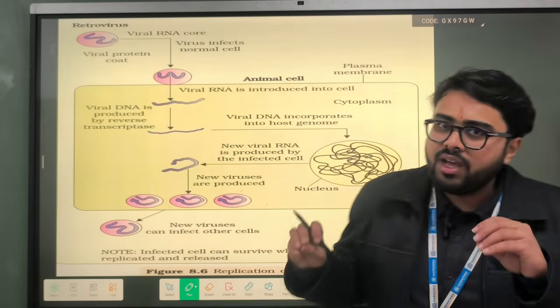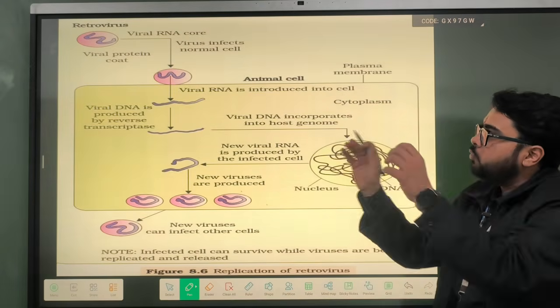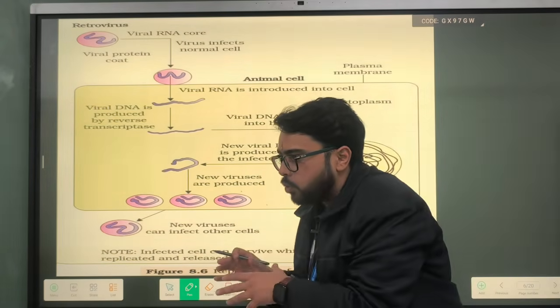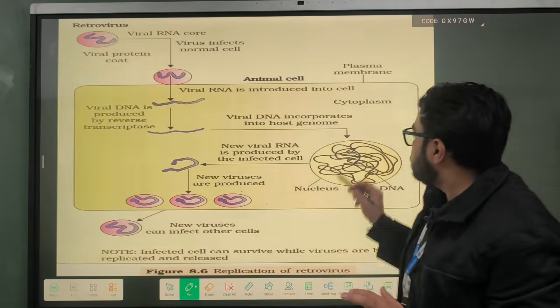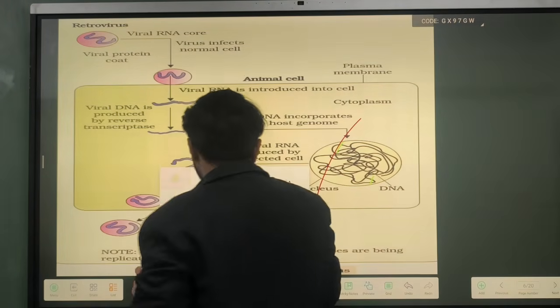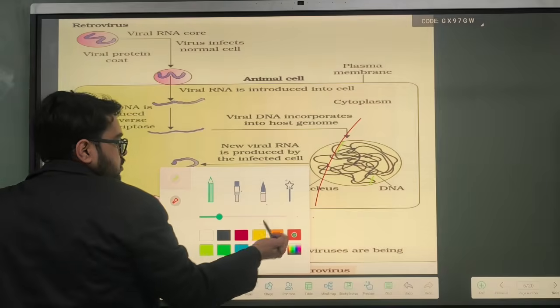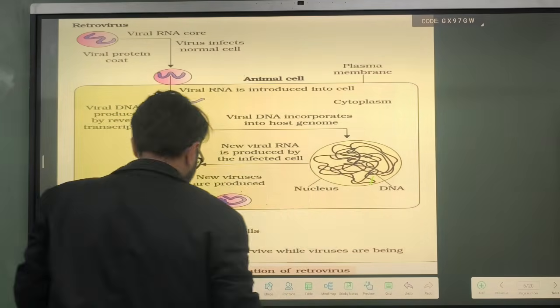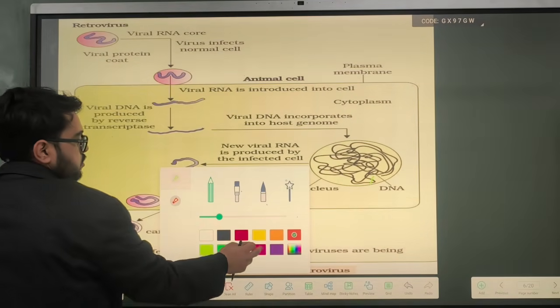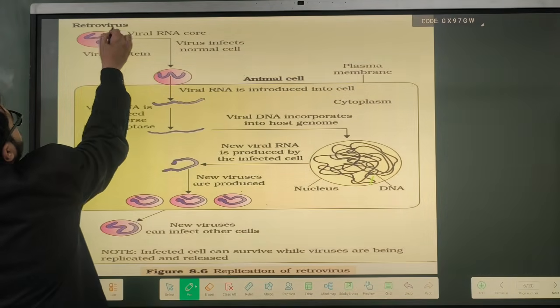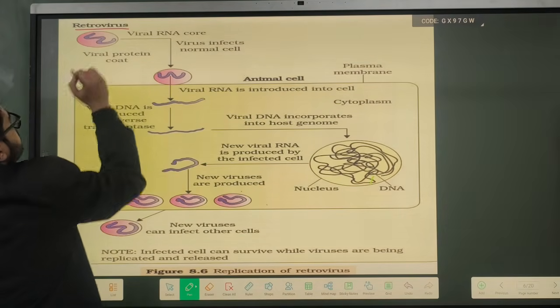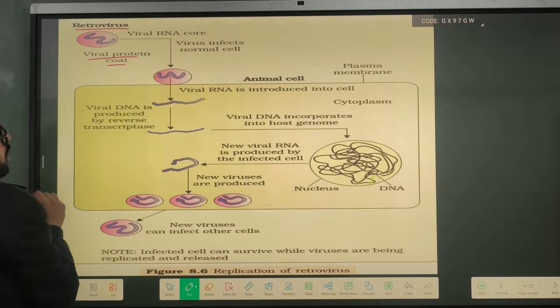Up to here we have understood how it transmits. Now we have to understand how it works in the body. So inside the body, how does it work? You see, the retrovirus is written over there. This retrovirus has a viral coat protein.